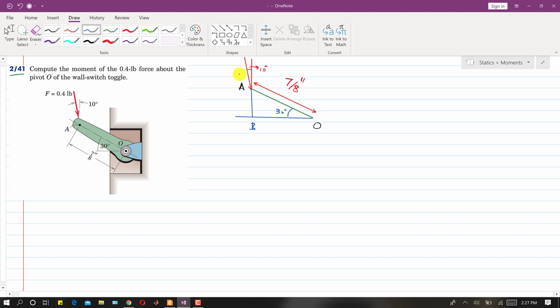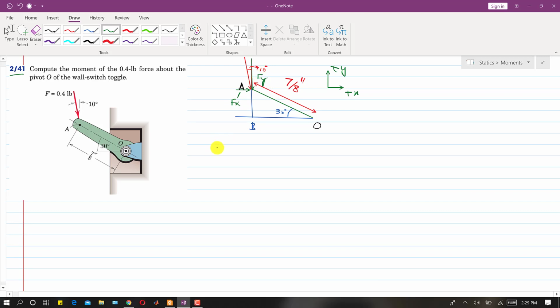Now if we resolve this force into its components, one component will be in this direction and this will be the second component. If this is the positive x-axis and this is the positive y-axis, then this is f of x and this is f of y.